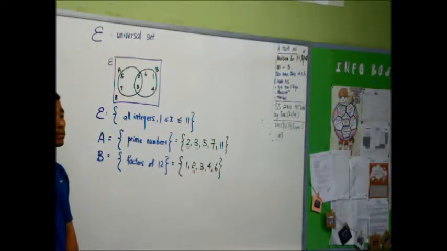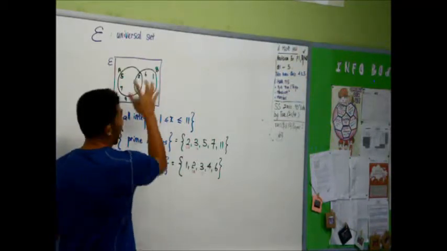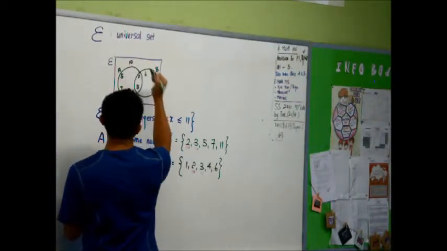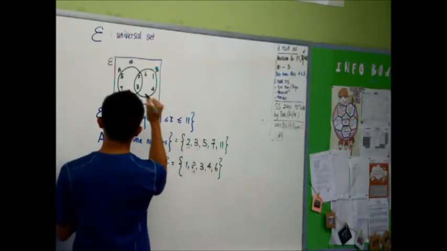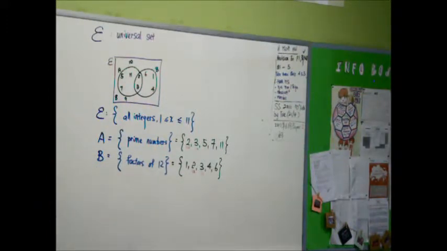Where should I put number 9? Outside the circle as well. You can put it here, you can put it up there, up to you. Where should I put number 10? Outside as well. And then followed by 11 inside A. This will be a correct representation.